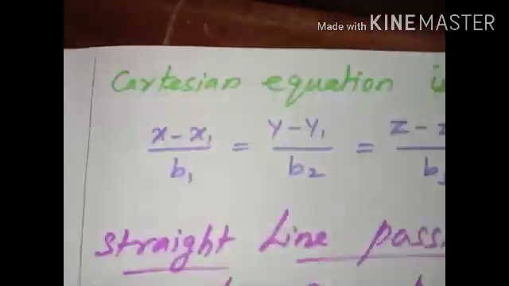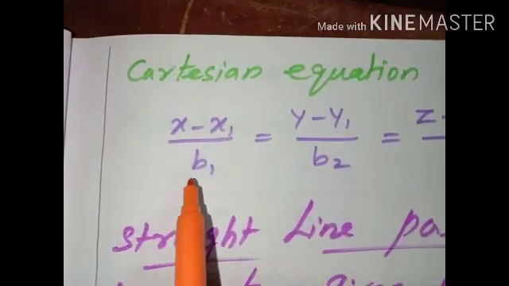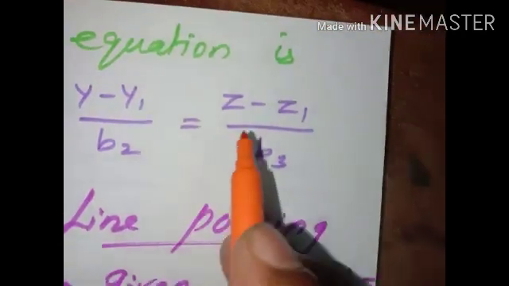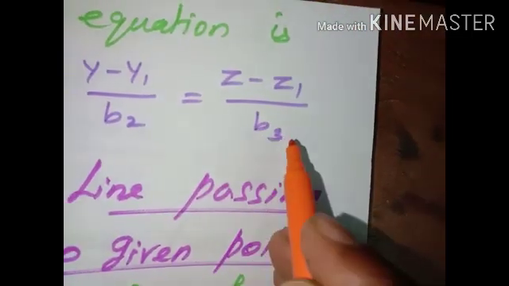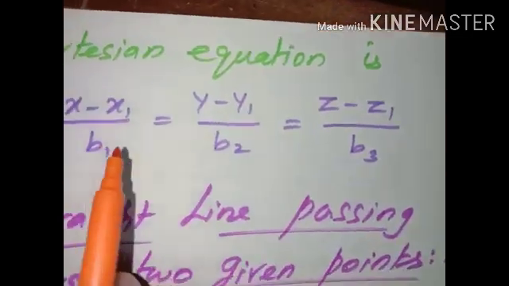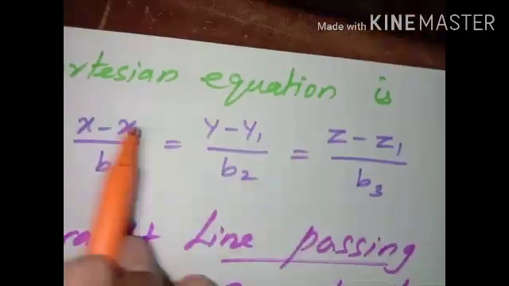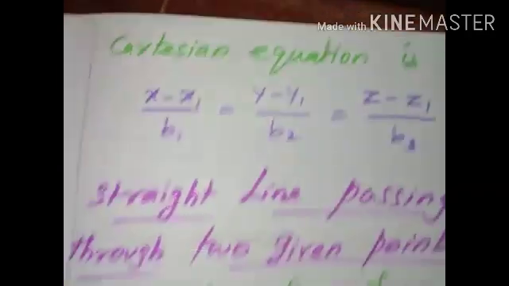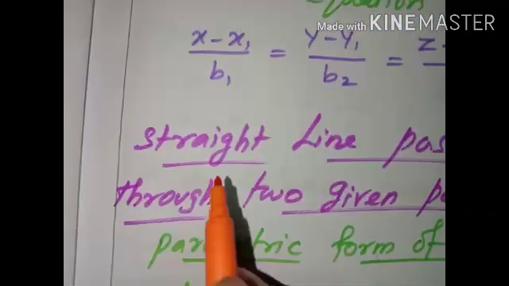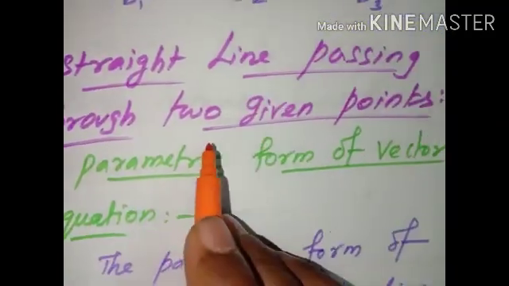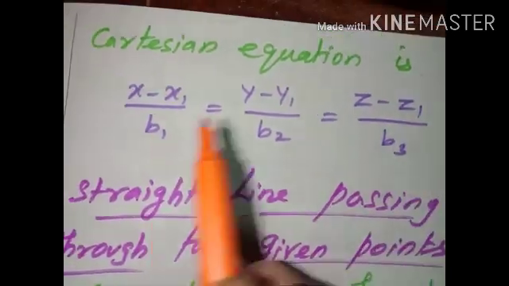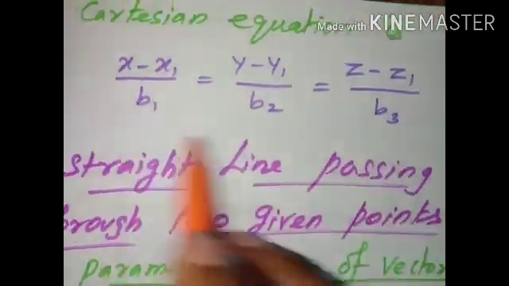Now the next point, the Cartesian equation. The Cartesian equation is (x minus x1) divided by b1 equal to (y minus y1) divided by b2 equal to (z minus z1) divided by b3. Here x1, y1, z1 is a point and b1, b2, b3 is the direction vector.